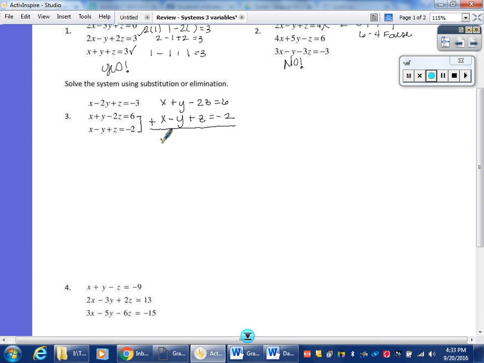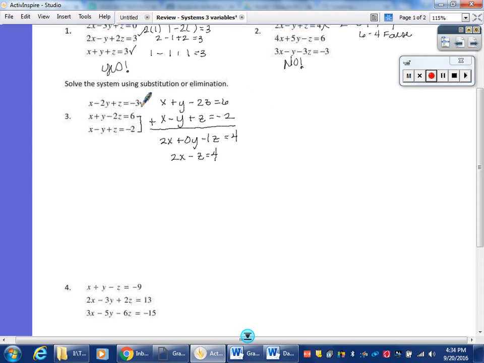Add them together, you get 2x plus 0y minus z, so negative 2z plus z is minus 1z is equal to 4. And that's just 2x minus z is equal to 4. So that's one of my two variable equations right there. I need a second equation so that I can figure out what the rest of the solutions are.